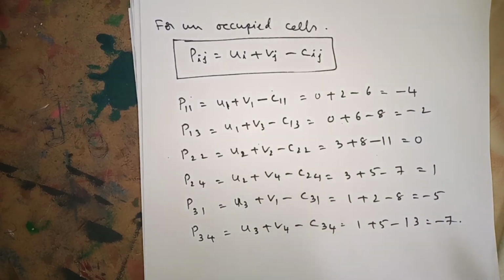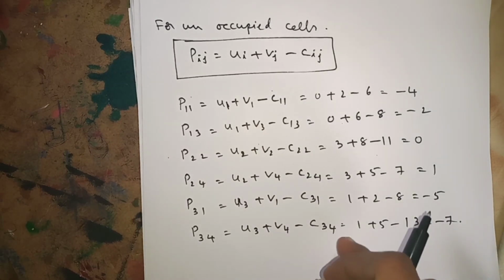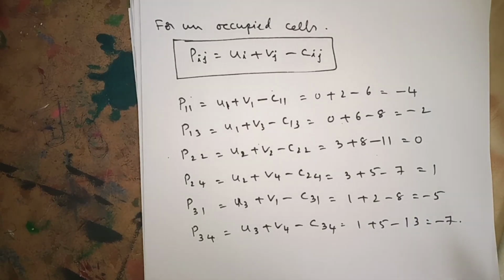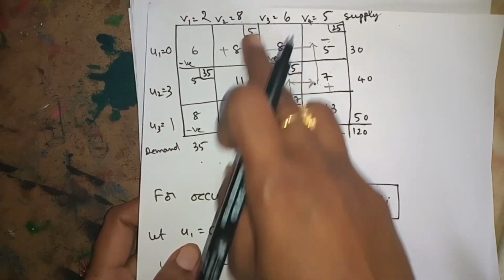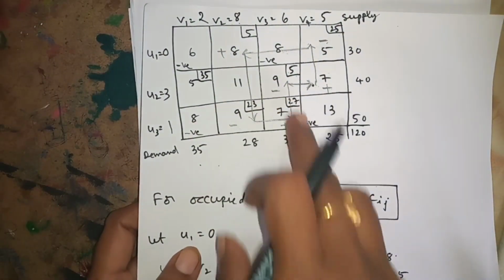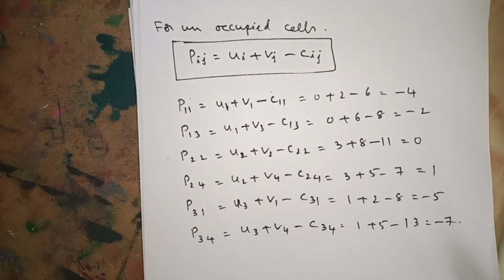After finding all these values, if you get all the Pij values less than or equal to 0, then our solution is optimal. Then we can write that the solution is optimal. Therefore, the total cost is 8 into 5 plus, wherever occupied is there, you can write that as our answer.